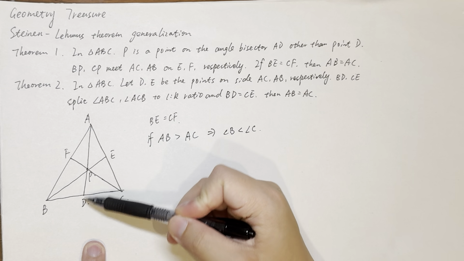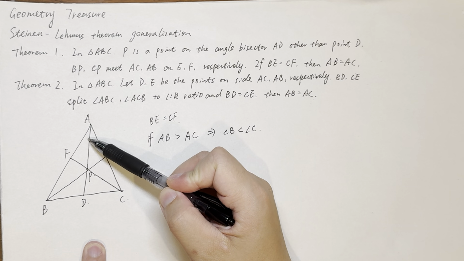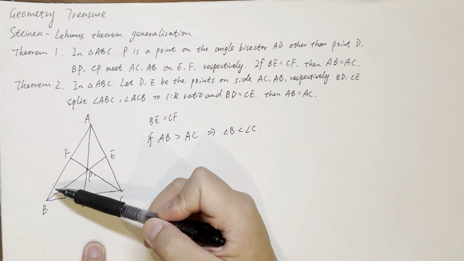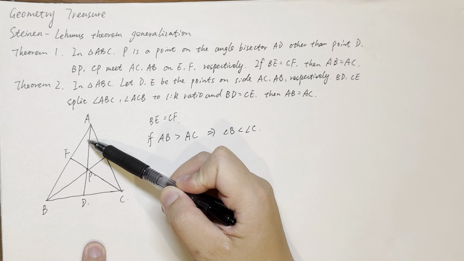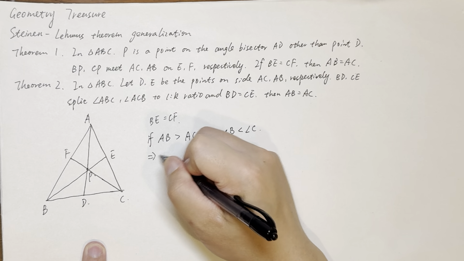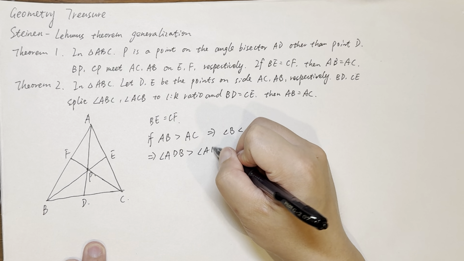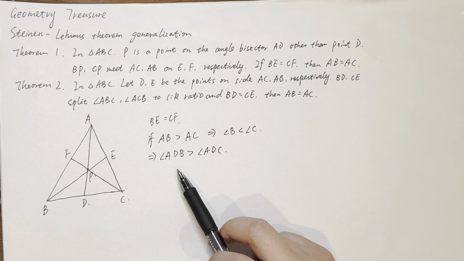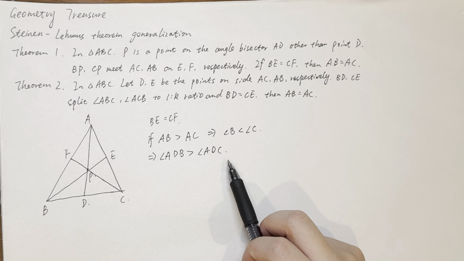And because AD is an angle bisector, angle B plus half of angle A plus half of angle A plus angle C equals 180 degrees. And angle B is less than angle C. So angle B plus half of angle A should be less than 90 degrees, which means angle ADB is larger than angle ADC, right? So angle ADB is an obtuse angle, and angle ADC is an acute angle.